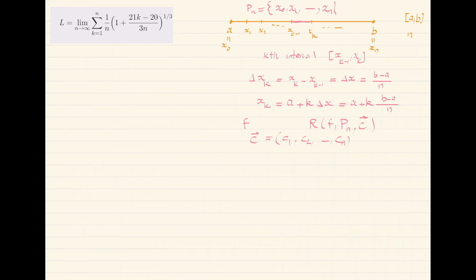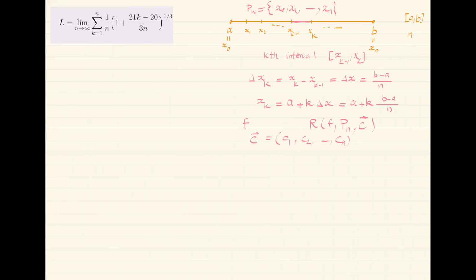So for example, C1 can be x1, the right endpoint, and C2 can also be x1 simultaneously, because x1 is shared between the first interval and the second interval. Anyway, now let us say that f is given, P sub n, a regular partition with n nodes, is given, and you have chosen a tag.